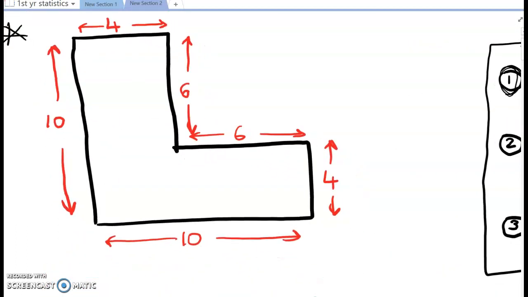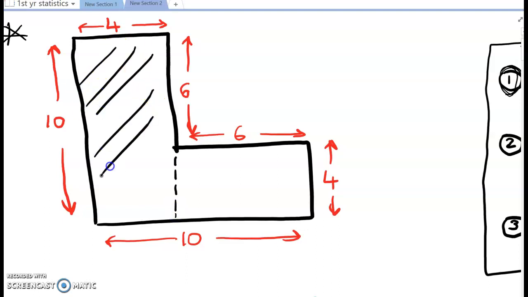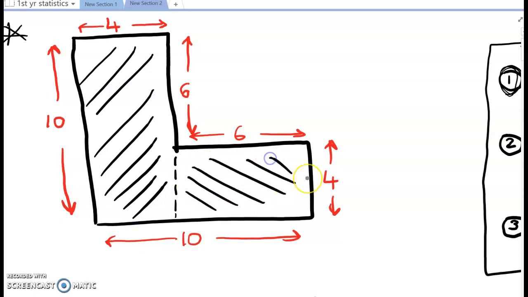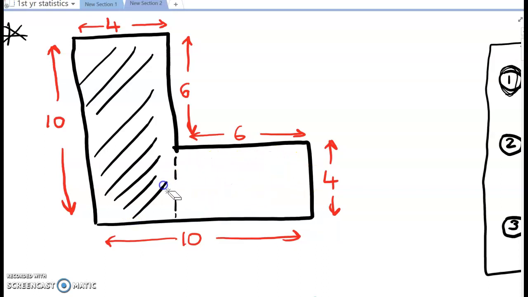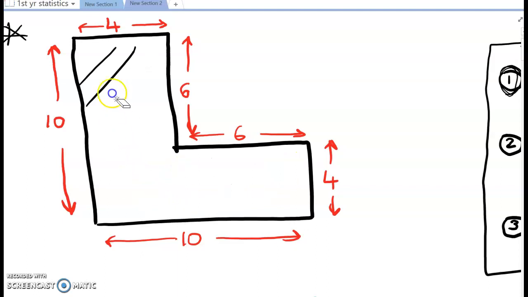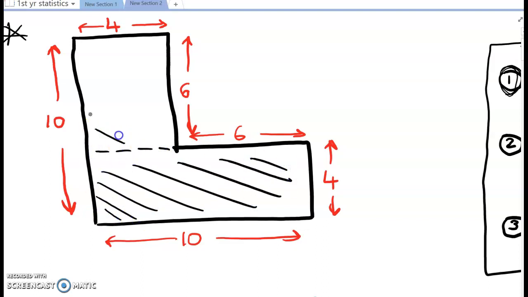To break that into two rectangles, I could either go along here, and I have a big rectangle there, and here's my second rectangle here. So I could do that, or if I didn't want to do that, I could do it a slightly different way. I could break it up along here, and then I'll have a rectangle here and a rectangle here. Either way is fine. You'll still end up with the same answer. Okay, so why don't we just leave it the way we've done it there?